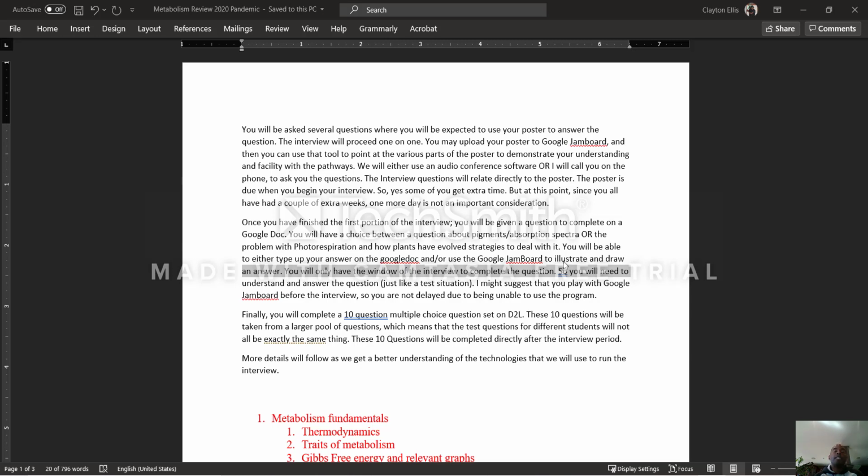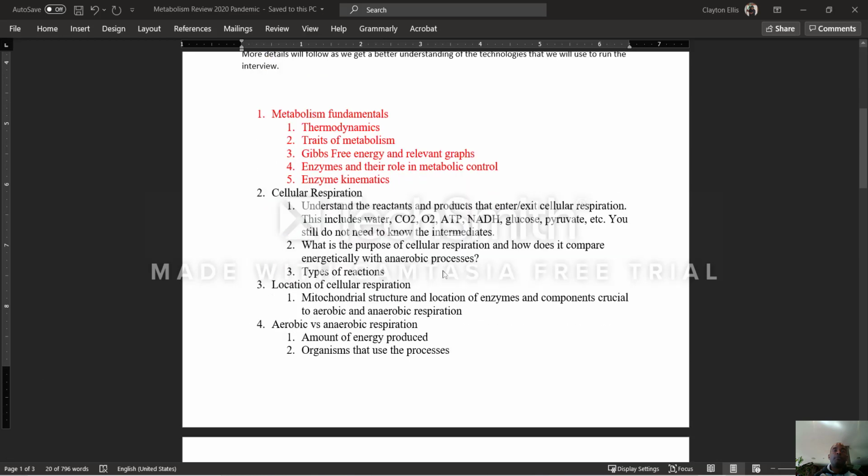Now, hopefully you've seen the document I've posted about the interview and how the interview process will work. I have suggested that you play around with the application in order to become familiar with it. You'll notice I also put up the review for the metabolism unit, just the way we do for any other test. These are the concepts that you should know.